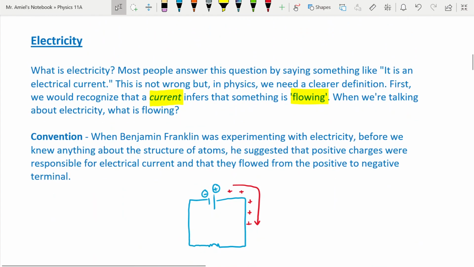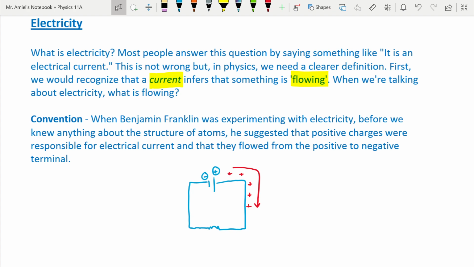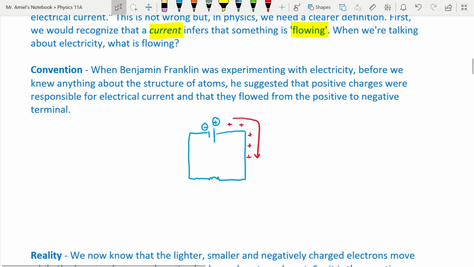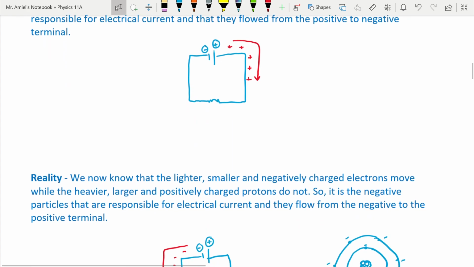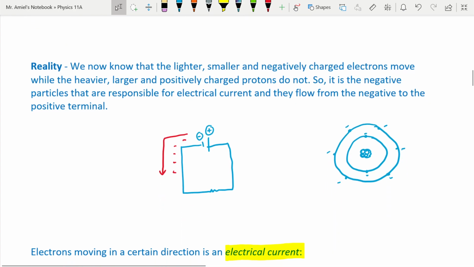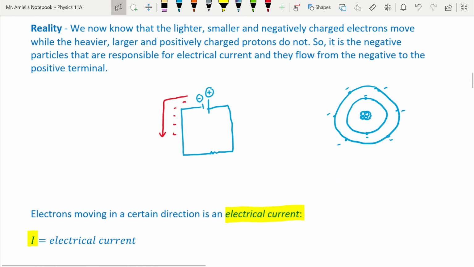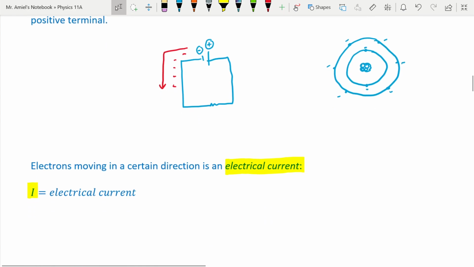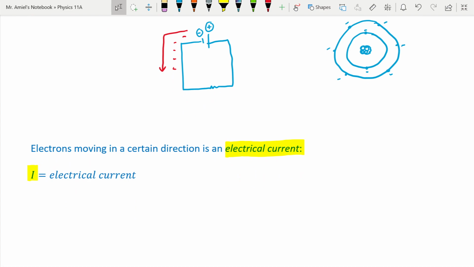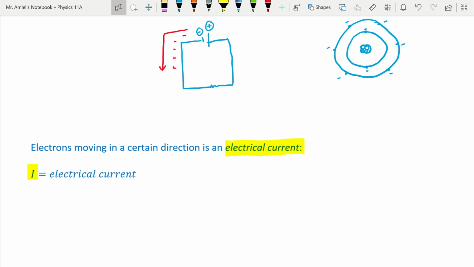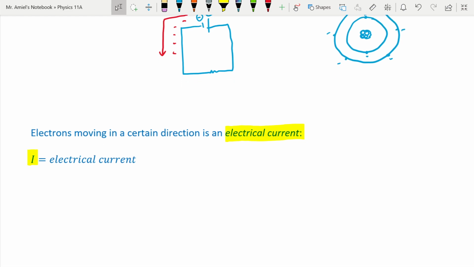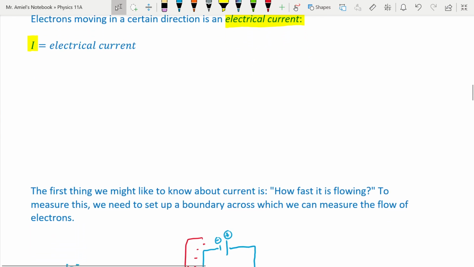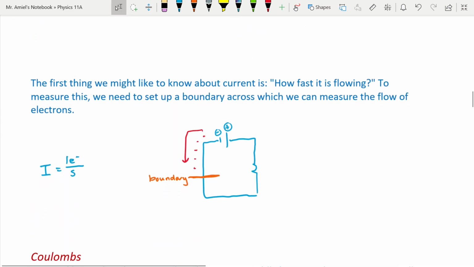So we said electricity is going to be an electrical current, which means that something is flowing. And we said, well, what's flowing? Initially, we thought that it was the positive charge, but based on our knowledge of the atom we found out that it's actually the negative charge that is flowing, going from the negative terminal to the positive terminal, and we saw why when we looked at the battery. And so we said that movement of charges is our electrical current, which we call I, and it's measured in amps.